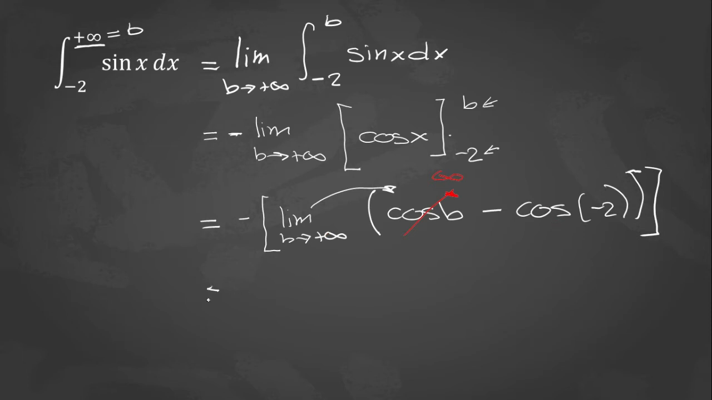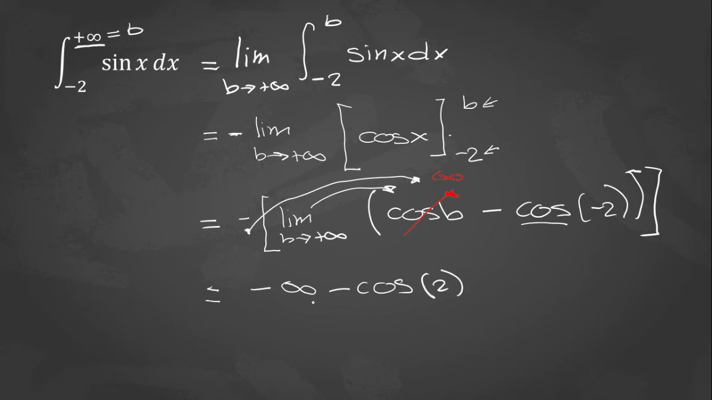So our resulting equation will become negative infinity, because a negative multiplied by infinity is negative infinity, and negative cosine of -2 is equivalent to negative cosine 2, because cosine is an even function. If it is evaluated from any negative values, it still has a positive value. Thus, it will become negative cosine of 2.